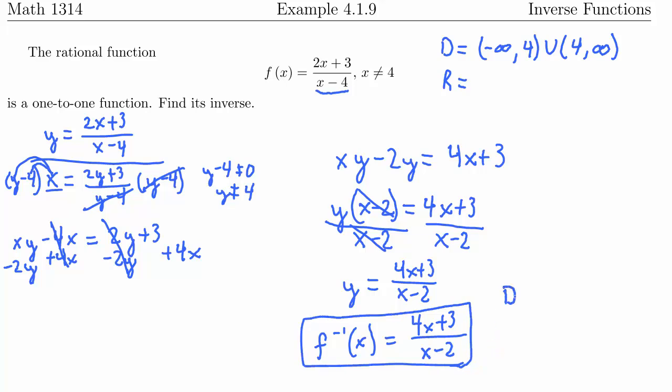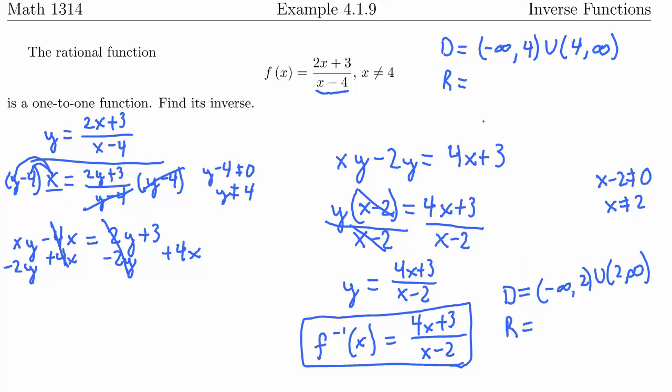Now I want to be very careful here. What's the domain for this inverse function? Notice that my denominator here is x minus 2, and that means x minus 2 is not equal to 0. Because of that, that means that x is not equal to 2, and in interval notation that's negative infinity to 2 union 2 to infinity. And I also want to know what the range is.